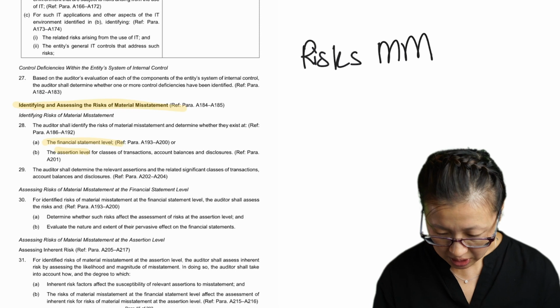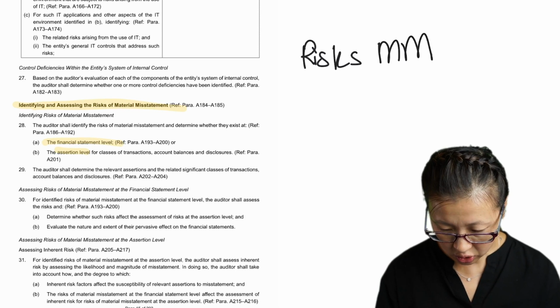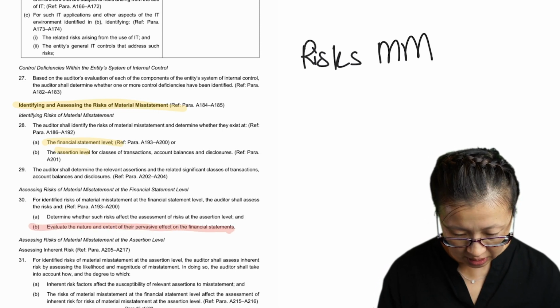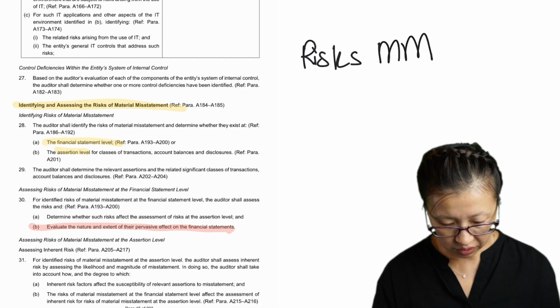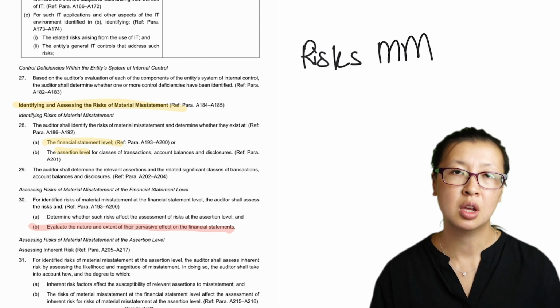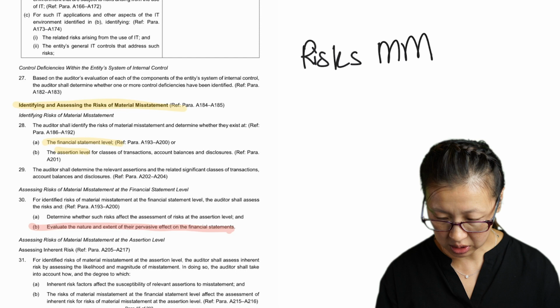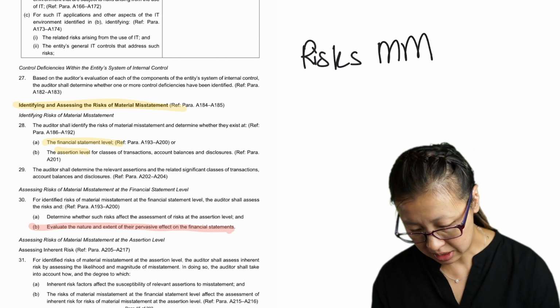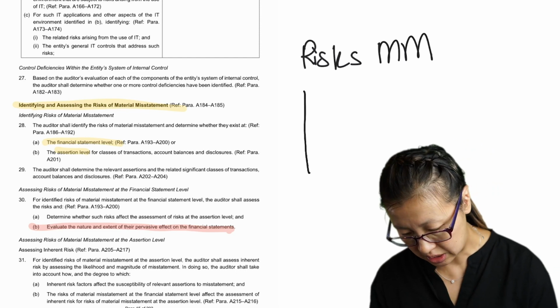And this is a new section here where it says I need to evaluate the nature and extent of their pervasive effect on the financial statements. So I need to evaluate the risks, and essentially it's saying the nature and extent.